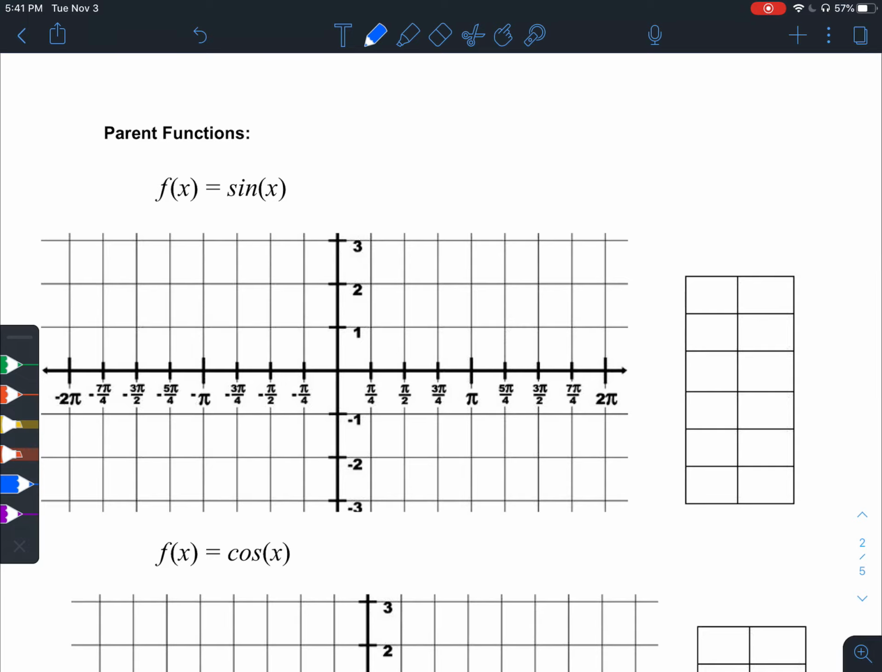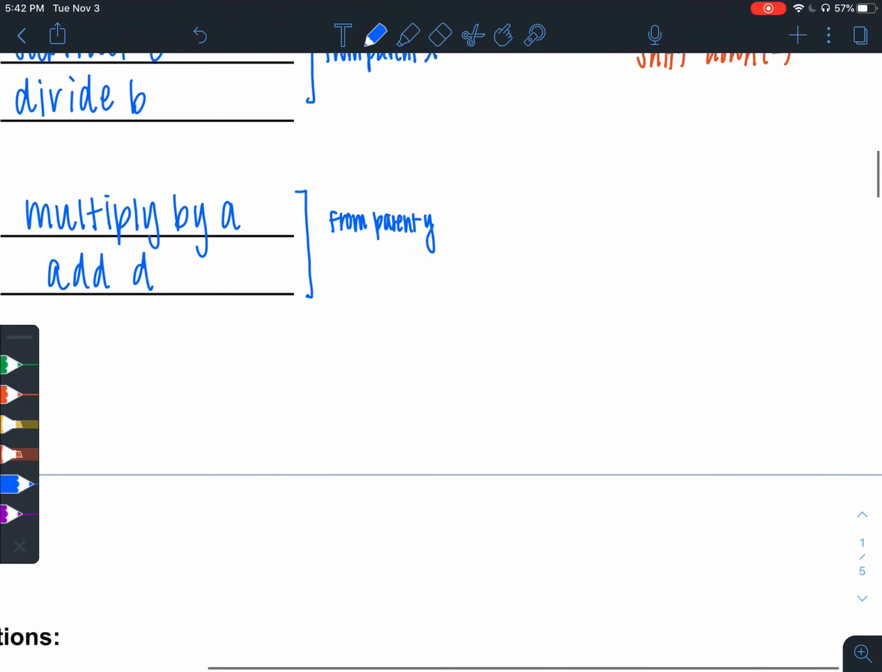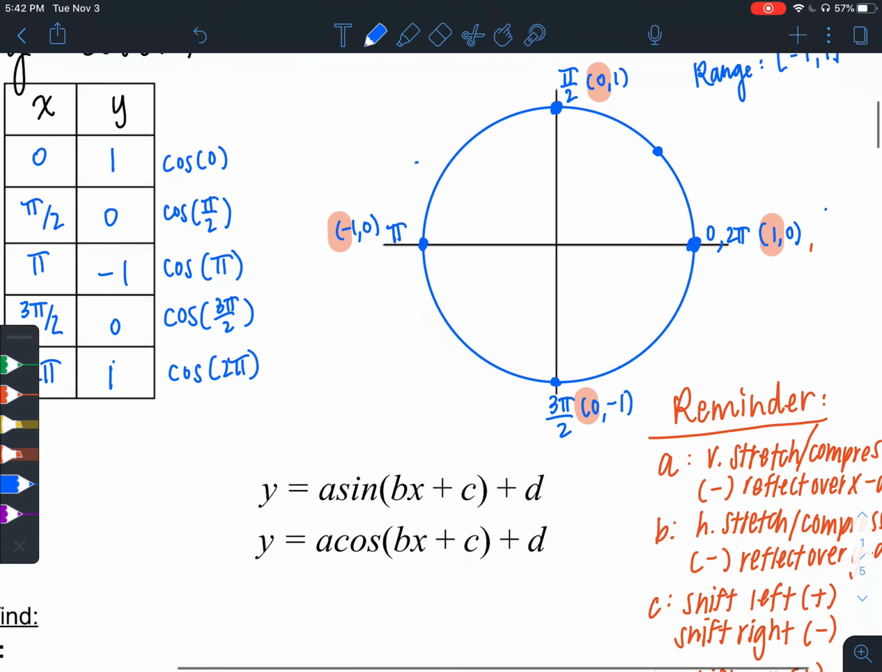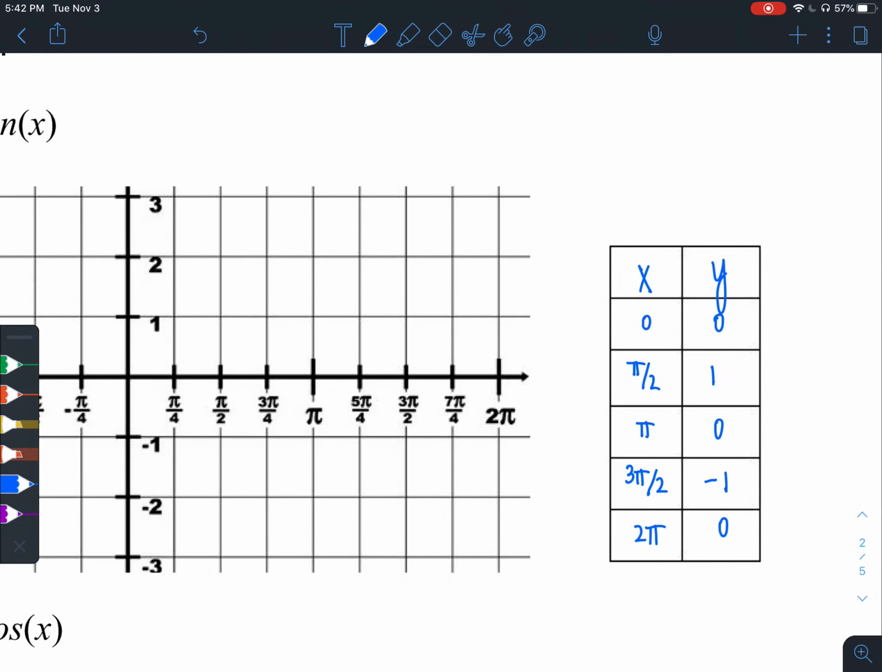So sine, we've got x and y. Again, we're going to start with the same values. So 0, pi over 2, pi, 3 pi over 2, and 2 pi. Always starting with those same values. For sine, we start at 0, 1, 0, -1, 0. And I'm getting these values just from our unit circle. It's the unhighlighted y values. So these are from the unit circle.